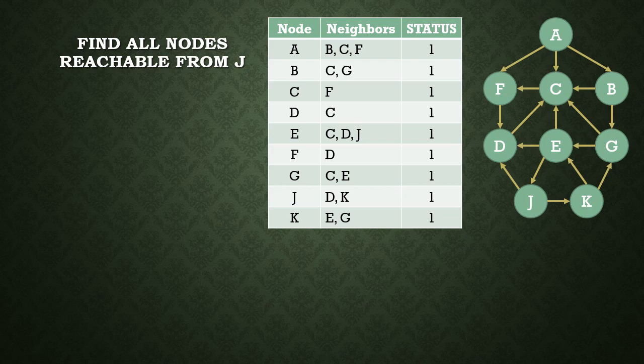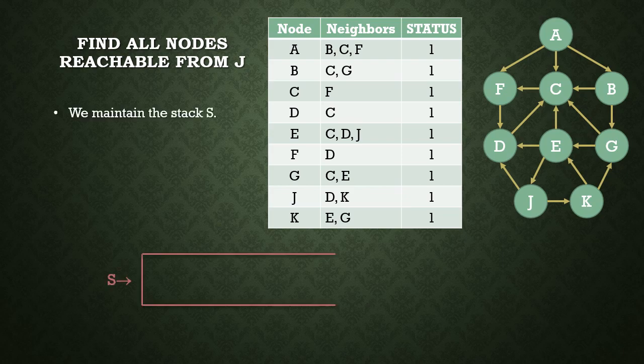From B you can get to C and G. From C you can go to F. From D you can go to C. From E, you can go to C, D, and J. From F, you can go to D. From G, you can go to C and E. From J, you can go to D and K. And from K, you can go to E and G.